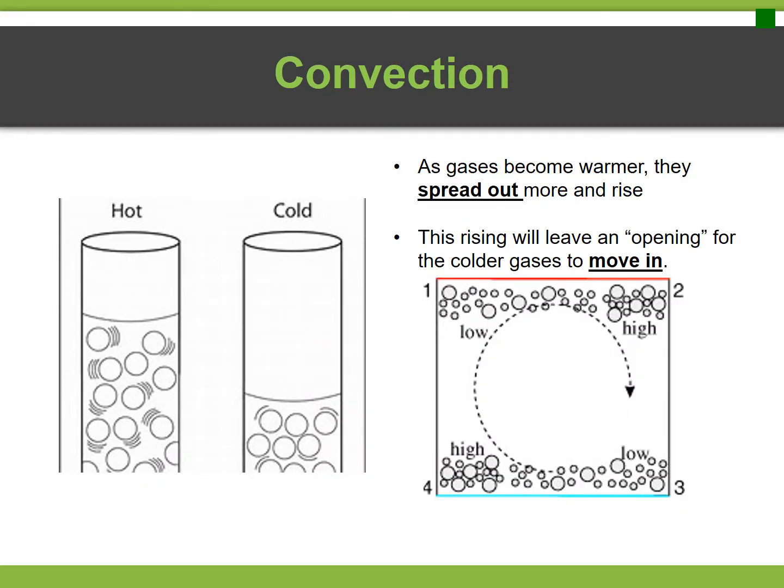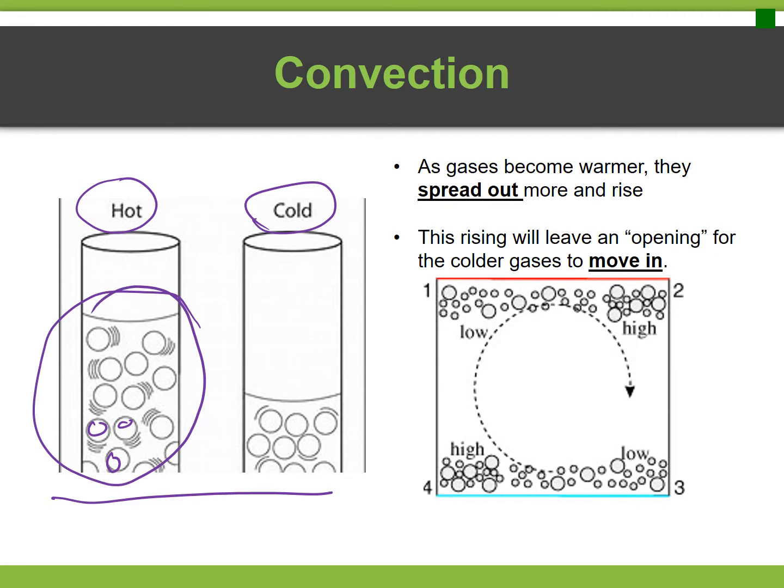Here's another visual of convection. This one on the left is showing the difference in density. When it is hot, if you look at these particles, they are going to be spread out. We're assuming that they are the same amount of particles in the hot cylinder as in the cold. But notice how much space these particles take up when it gets hot, whereas when they're cold, they condense towards each other and become more compact. So this would be more dense, compared to when it's hot, it is less dense.